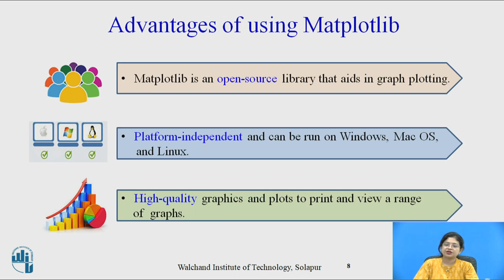Now, let us see the advantages of using Matplotlib. A first very important advantage is that Matplotlib is an open source library that aids in plotting graphs. So, it is freeware. It is platform independent and can be run on Windows, Mac operating system as well as Linux operating system. It provides high quality graphics and plots to print and view a range of various graphs. So, these are the main advantages of Matplotlib.